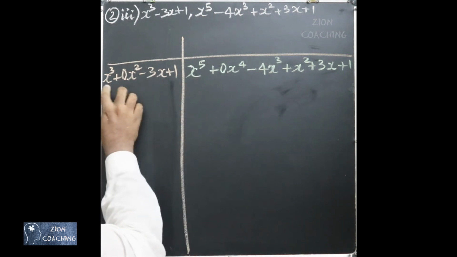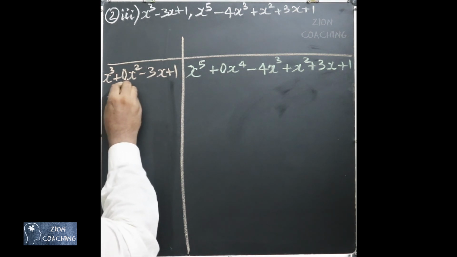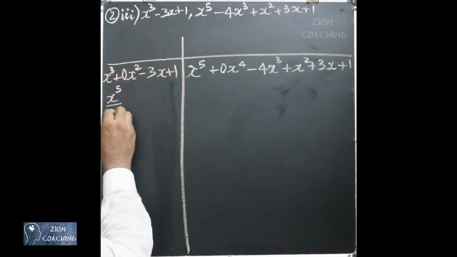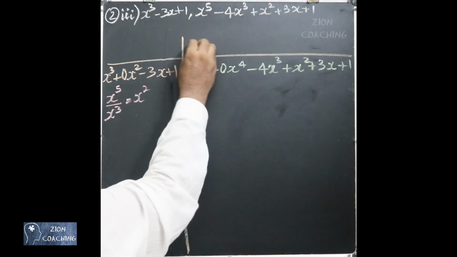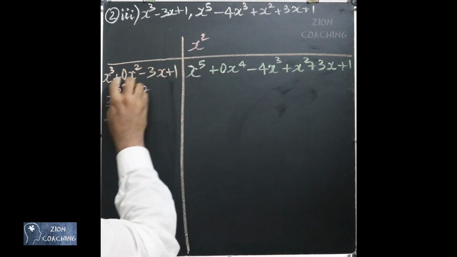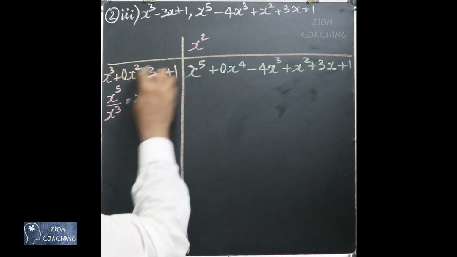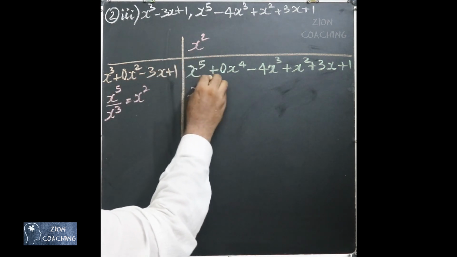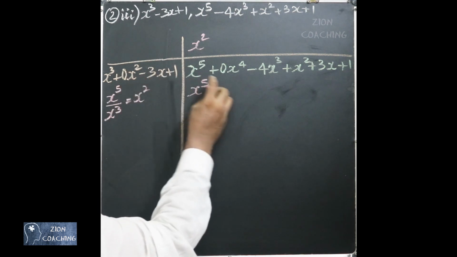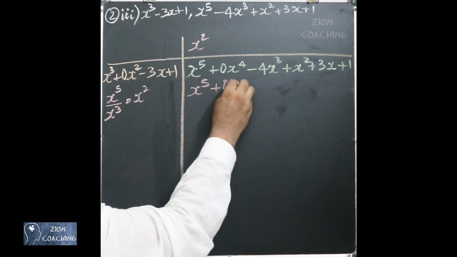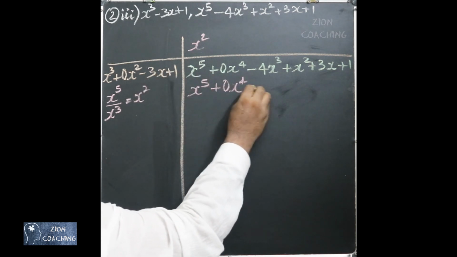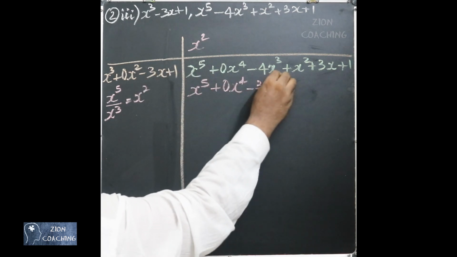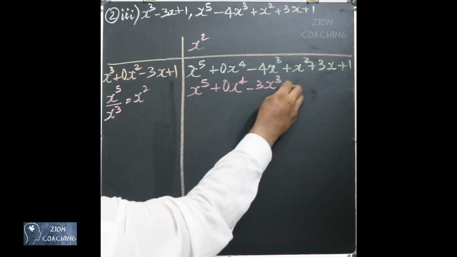Now take the first terms. You are going to divide x power 5. Here the first term is x cube, so it is x squared. So we are going to multiply the entire divisor term by x squared. X squared into x cube is going to be x power 5. X squared into 0x squared is going to be 0x power 4. Then x squared into minus 3x is going to be minus 3x cube. X squared into 1 is going to be x squared.